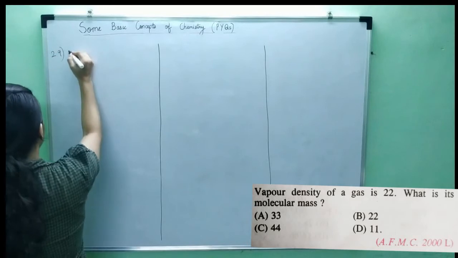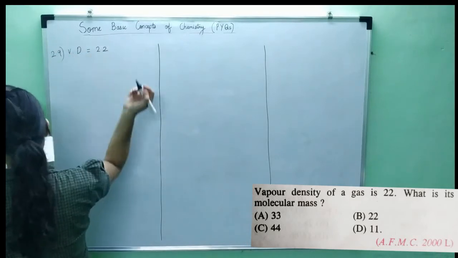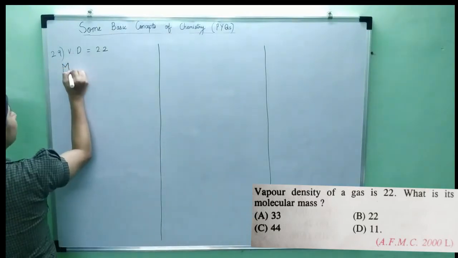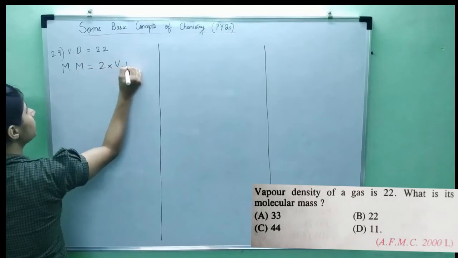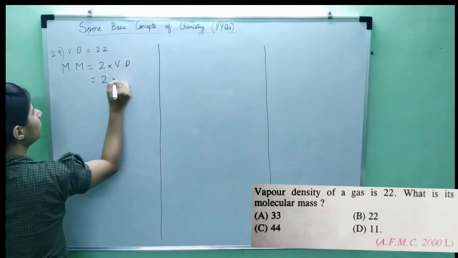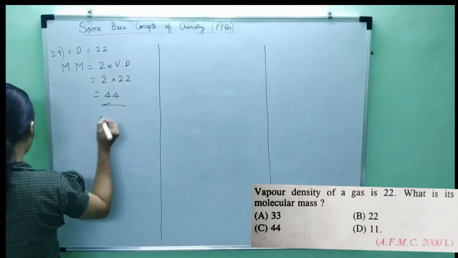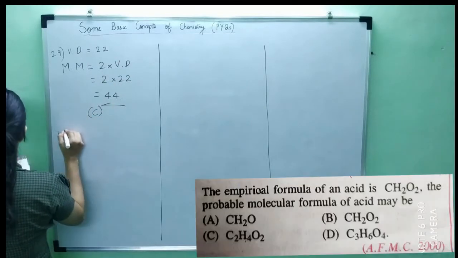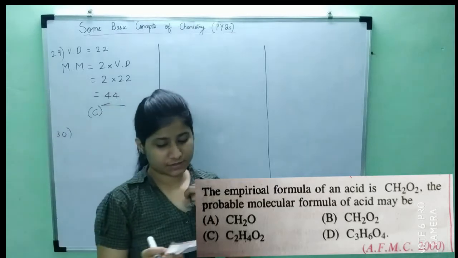The question says the vapor density of a gas is 22, what is the molecular mass? So this is quite simple. It is only based on the formula. So molecular mass is what? 2 into vapor density. So this comes out to be 2 into 22, which is 44. Okay. So which is the right option? C. Let's look at the next question. So the empirical formula of an acid is CH2O2.